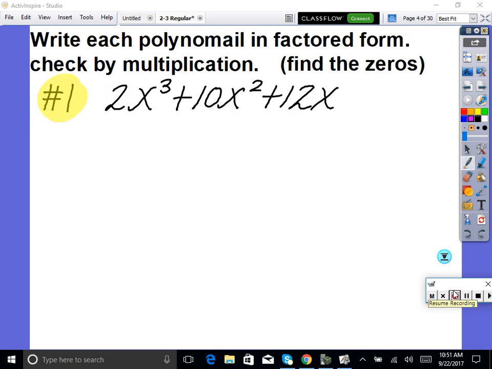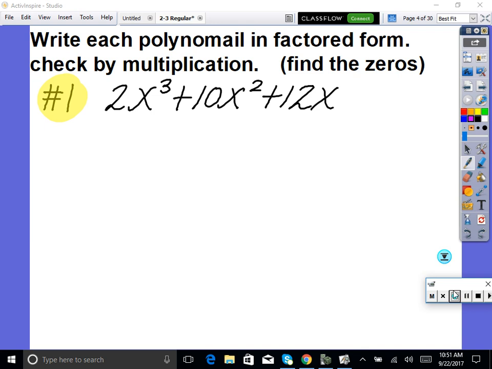So number one, it says, write each polynomial in factored form. We could check it by multiplication. That's why last time we were re-going over how do we multiply polynomials. So we can check it by multiplication, and then I added in find the zeros as well. So here we go. Looking at this problem, we're going to solve it.